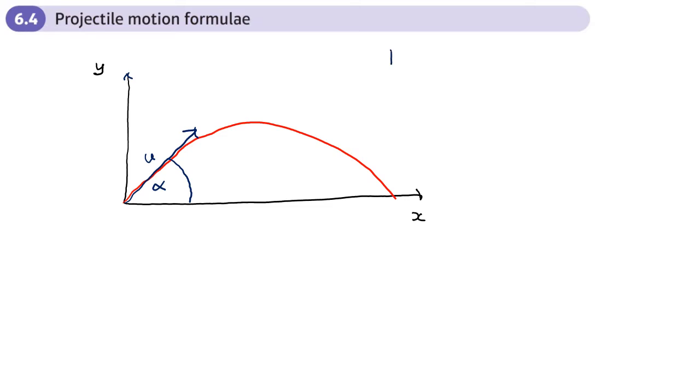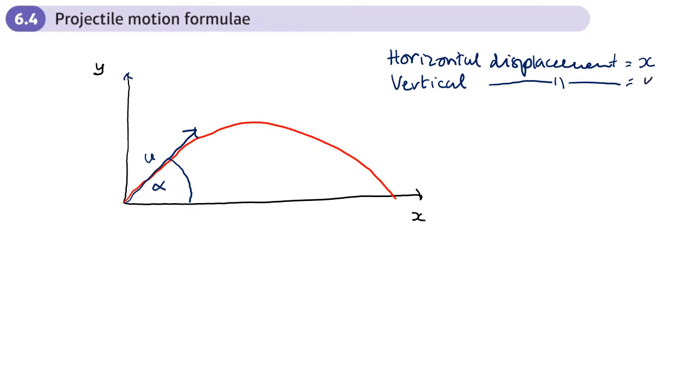The horizontal displacement we will call x, and the vertical displacement we're going to call y. So how far across and how far up. What we're going to do is write down an equation for the horizontal and make t the subject, write down an equation for the vertical and make t the subject, and then put the two together. So let's start with our horizontal.